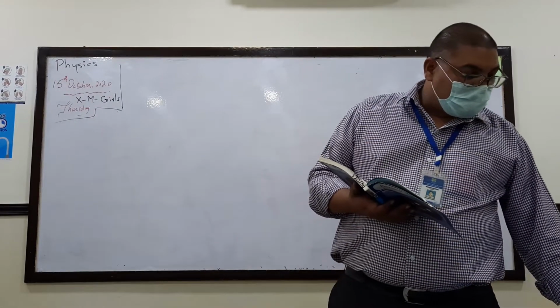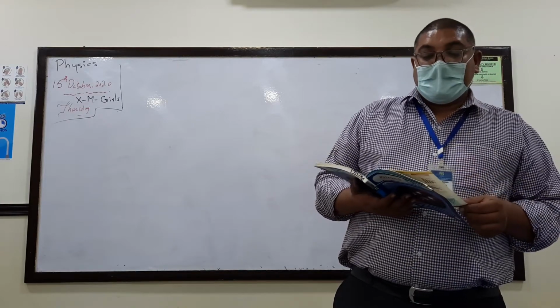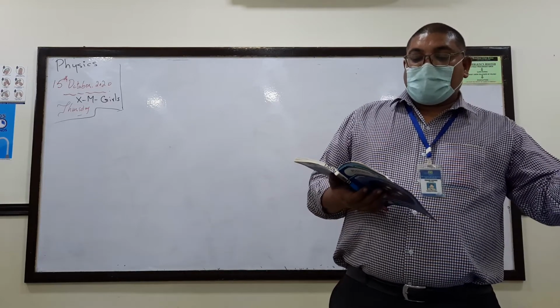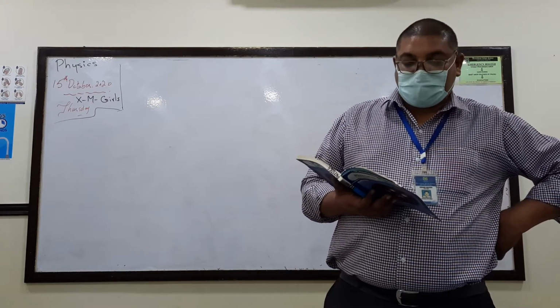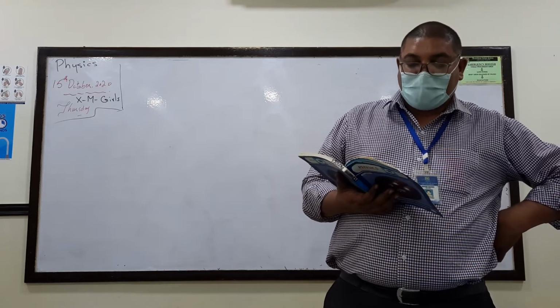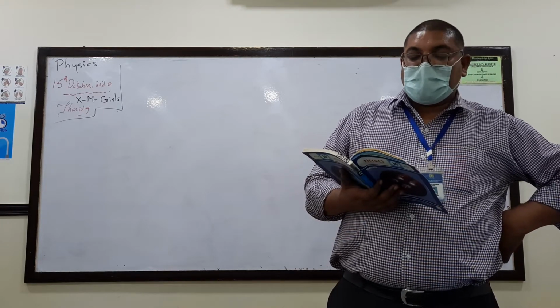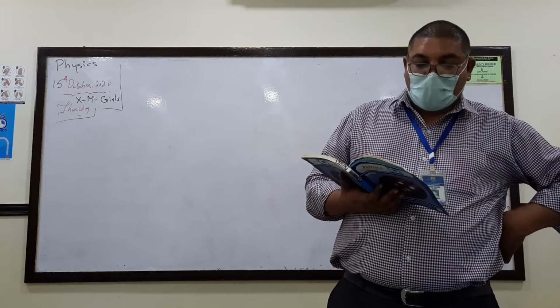Today's task is to do the multiple choice questions of chapter number 10, which is the first chapter in the 10th metric physics. Okay, first question. Which of the following is an example of simple harmonic motion? The motion of the simple pendulum, the motion of a ceiling fan, the spinning of the earth on its axis, a bouncing ball on a floor.